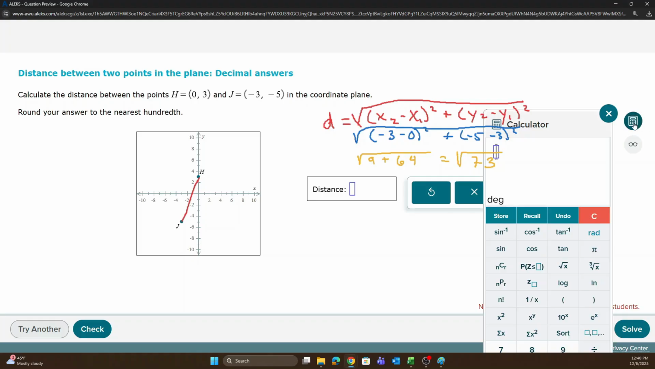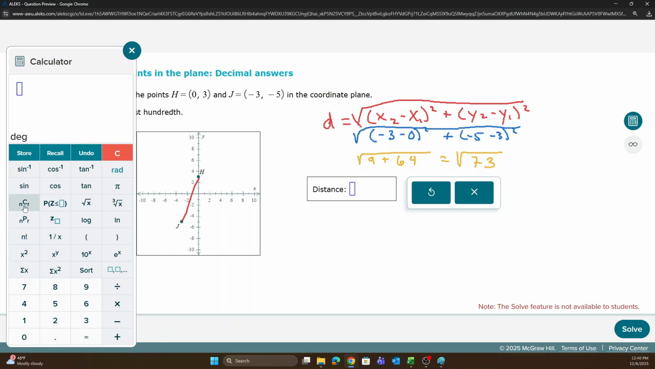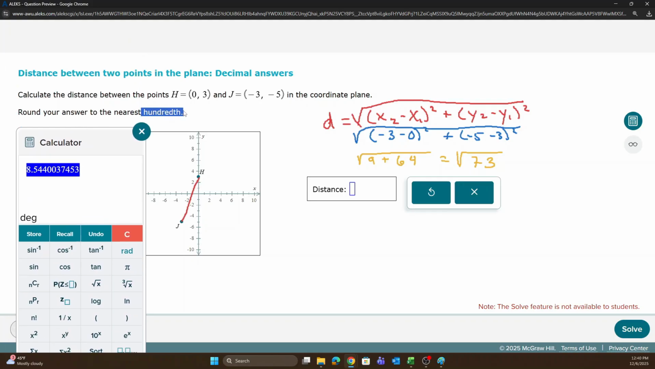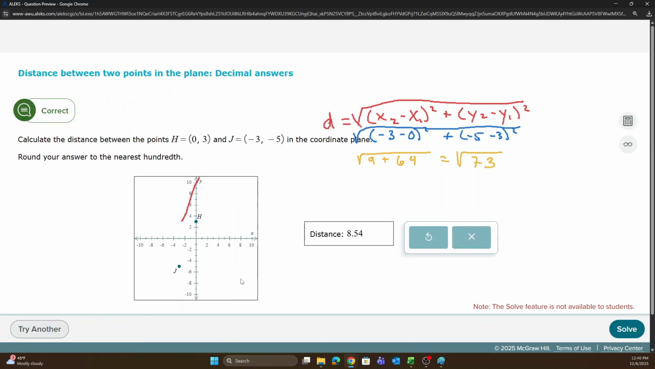And if we put that in our calculator, square root of 73, we get 8.544. It wants us to round to the nearest hundredth. So we're going to put in 8.54. All right, let's do another one of these, just to get a little bit of a better feel, and then we'll move on to our next problem.